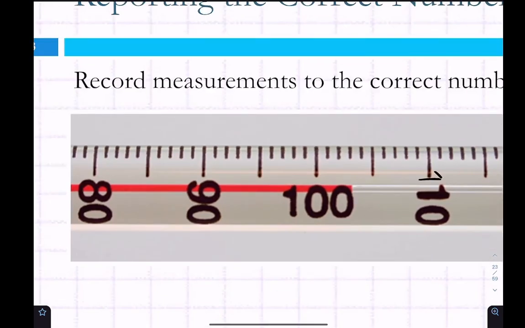This is 110 there. So how would you read this in degrees Celsius? Get a few people to answer. 103.1. Sure, 103.1. So they get more accurate than to the physical past at some point. It's not accurate enough. So you can't estimate any further because it goes up to the 1's place, so estimate 1 past that to the 10th.